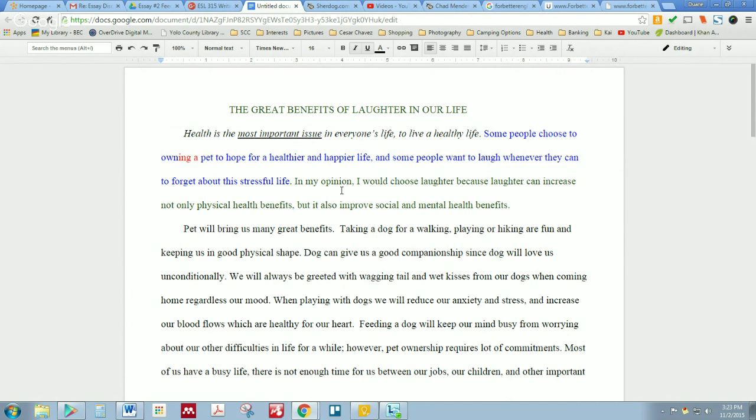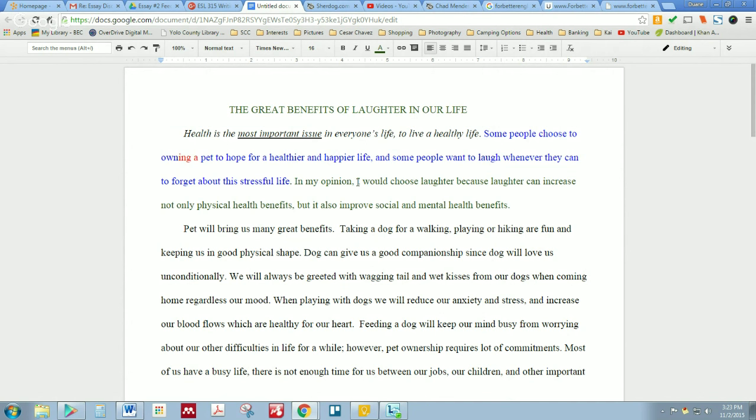Now the thesis. It's clear, but does it answer the question? It does, but it would be even better because she's going to be comparing laughter and owning a pet to have both topics in the thesis as well. So I think a while sentence would be a stronger construction if you're comparing. While, even though, although, they're all the same construction.